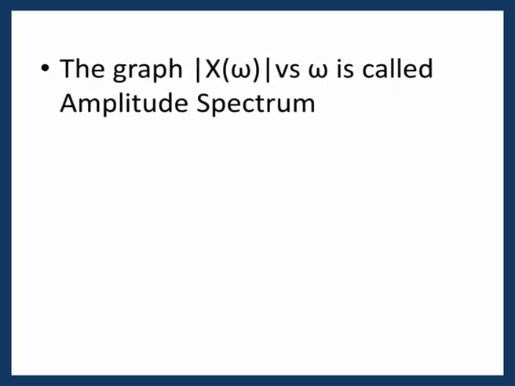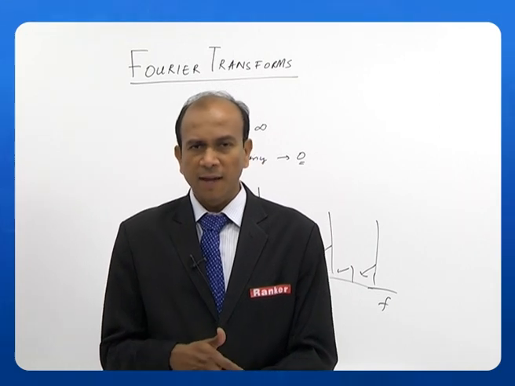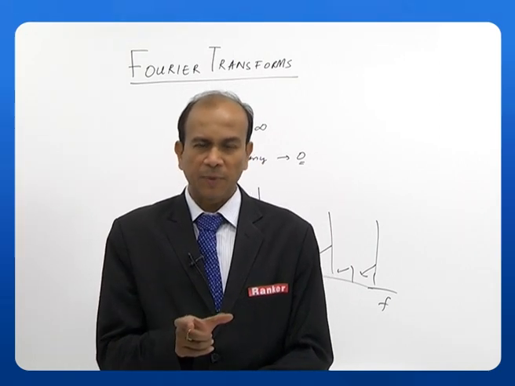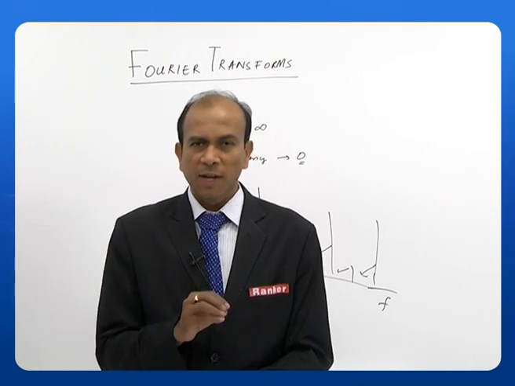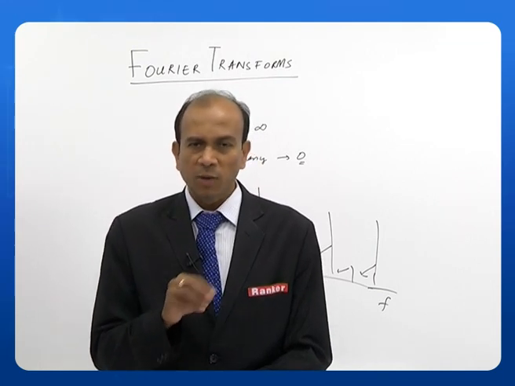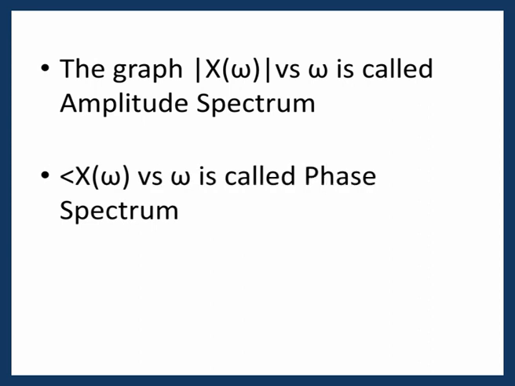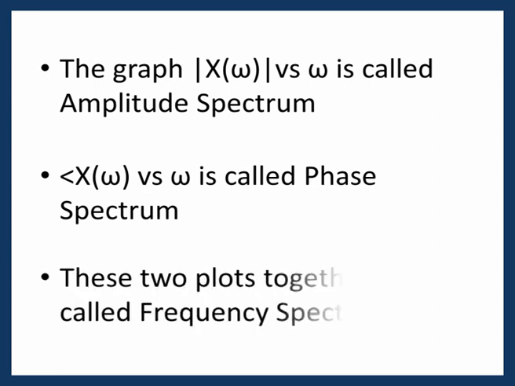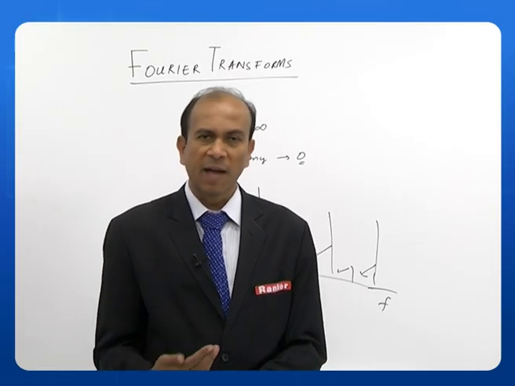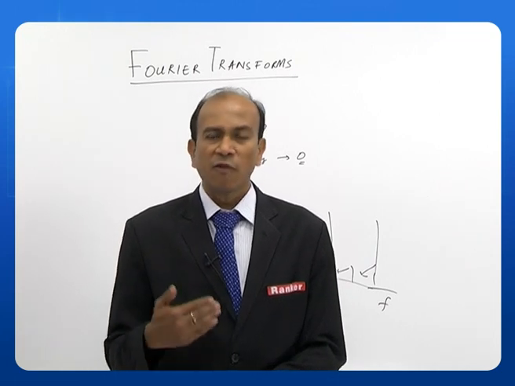Now, if I plot the graph of the modulus of X(ω) versus ω, it is called the amplitude spectrum. That means I take ω versus the amplitude of it, calculated as the square root of the real part squared plus the imaginary part squared. And if I plot the phase angle of the given signal versus the frequency, it is called the phase spectrum. These two plots together are called the frequency spectrum. So, a frequency spectrum I can draw in two ways: an amplitude spectrum plus a phase spectrum.